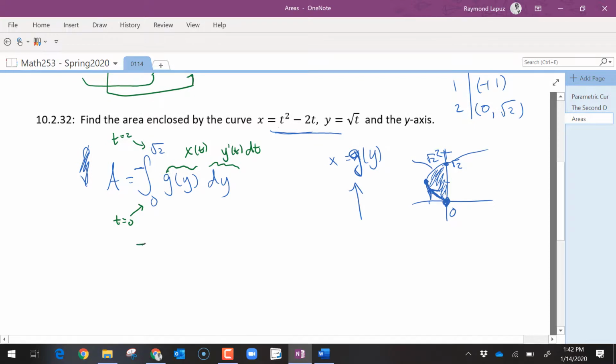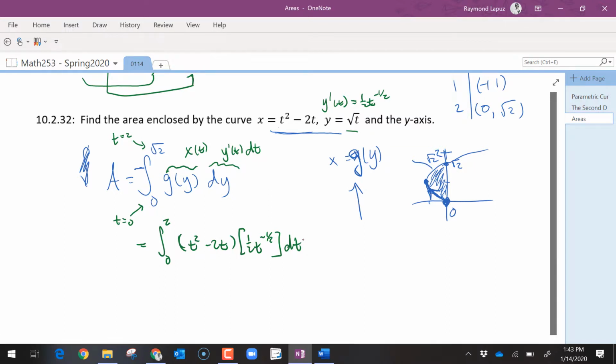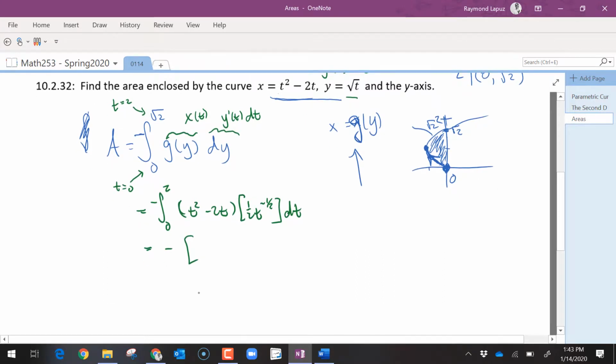Let's rewrite our area as an integral from 0 to 2 of x. So this is just t squared minus 2t by itself without having changed. And then we need y prime. Y prime of t is 1/2 t to the negative 1/2. And then now we have a function of t that we're integrating. Oh, let's not forget the negative sign. So let's integrate this.